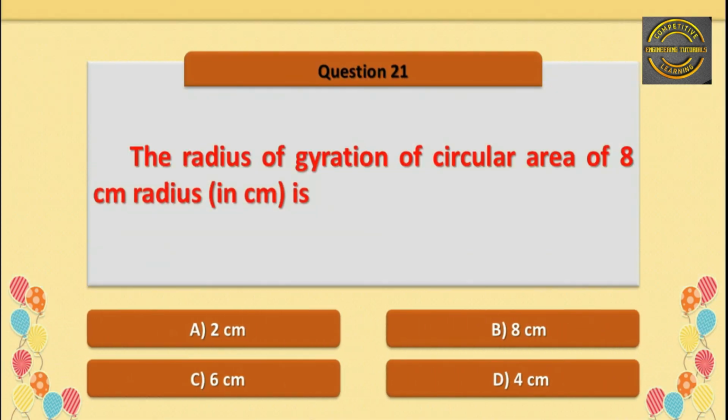Question number 21. The radius of gyration of circular area of 8 cm radius is, option D is correct, 4 cm.